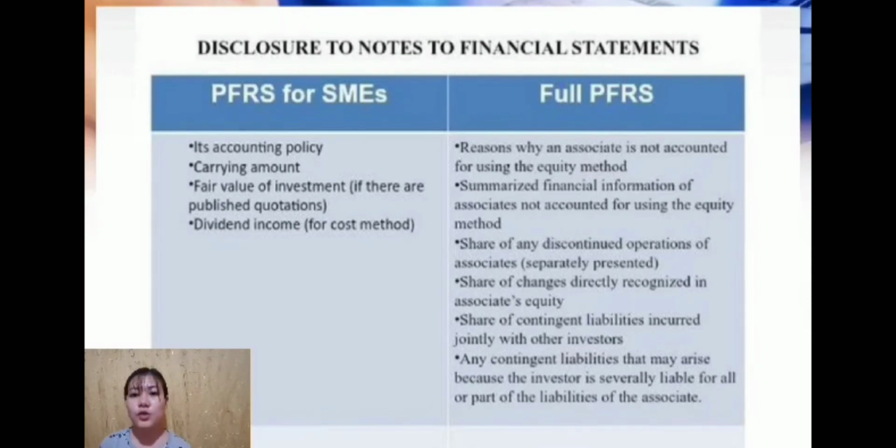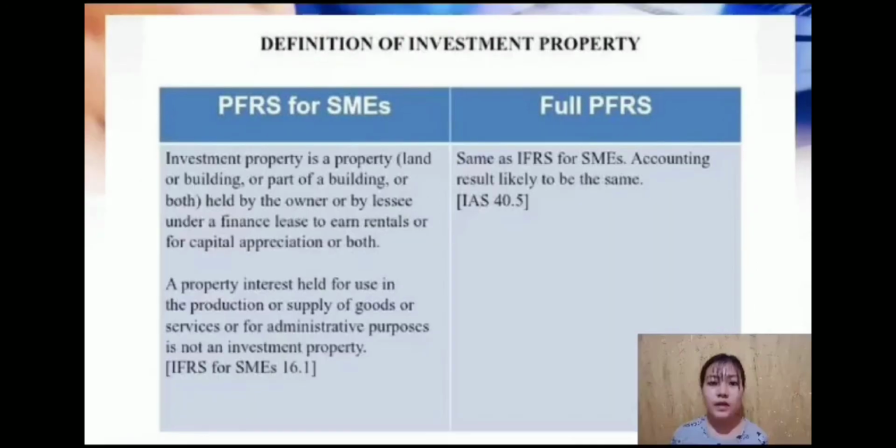Disclosures in the notes to financial statements under full PFRS include the reason why the associate is not accounted for using the equity method; summarized financial information of the associate not accounted for using the equity method; share of any discontinued operations of the associate, separately presented; share of changes directly recognized in the associate's equity; share of contingent liabilities incurred jointly with other investors; and any contingent liabilities that may arise because the investor is severally liable for all or part of the liabilities of the associate. Next is the definition of investment property.